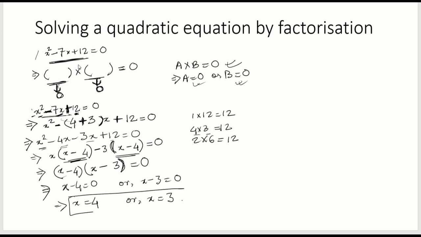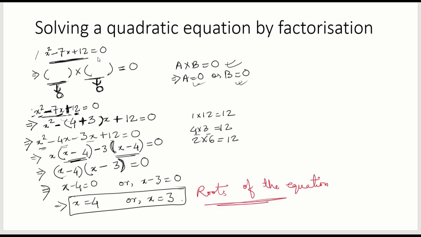So we get the roots of a quadratic equation. These are the roots of the quadratic equation. These are the roots of the equation. And also notice, for a quadratic equation you will always get two roots.